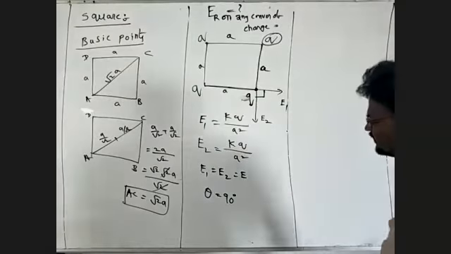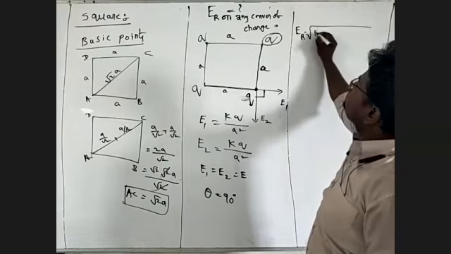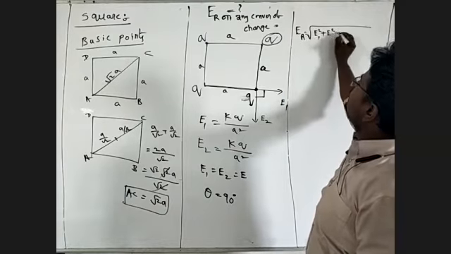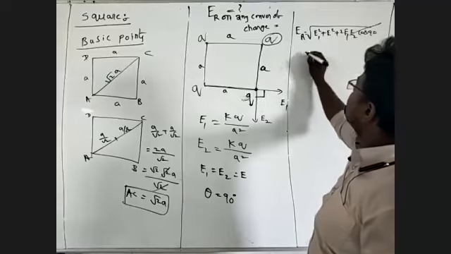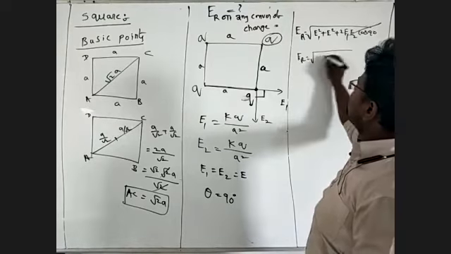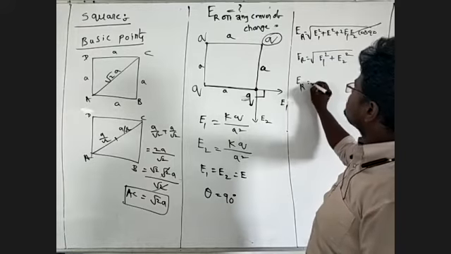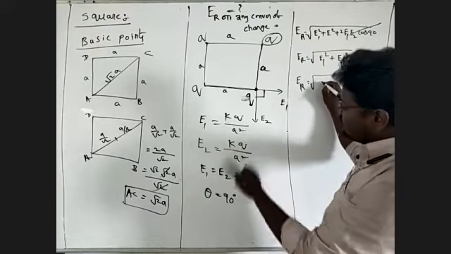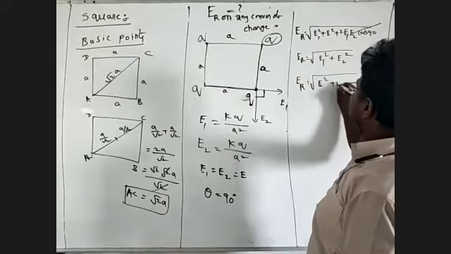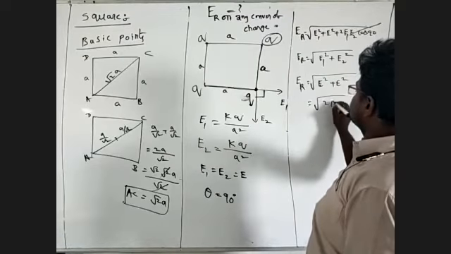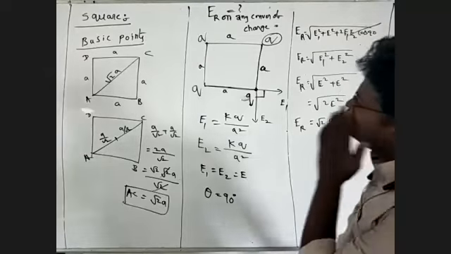The angle is 90 degrees. We know the resultant is equal to root of E1 square plus E2 square plus 2E1E2 cos 90. Cos 90 means 0, so ER is equal to root of E1 square plus E2 square. Here E1 is equal to E2 so it is root of E square plus E square. So what is the answer? Root 2E. This is the resultant.